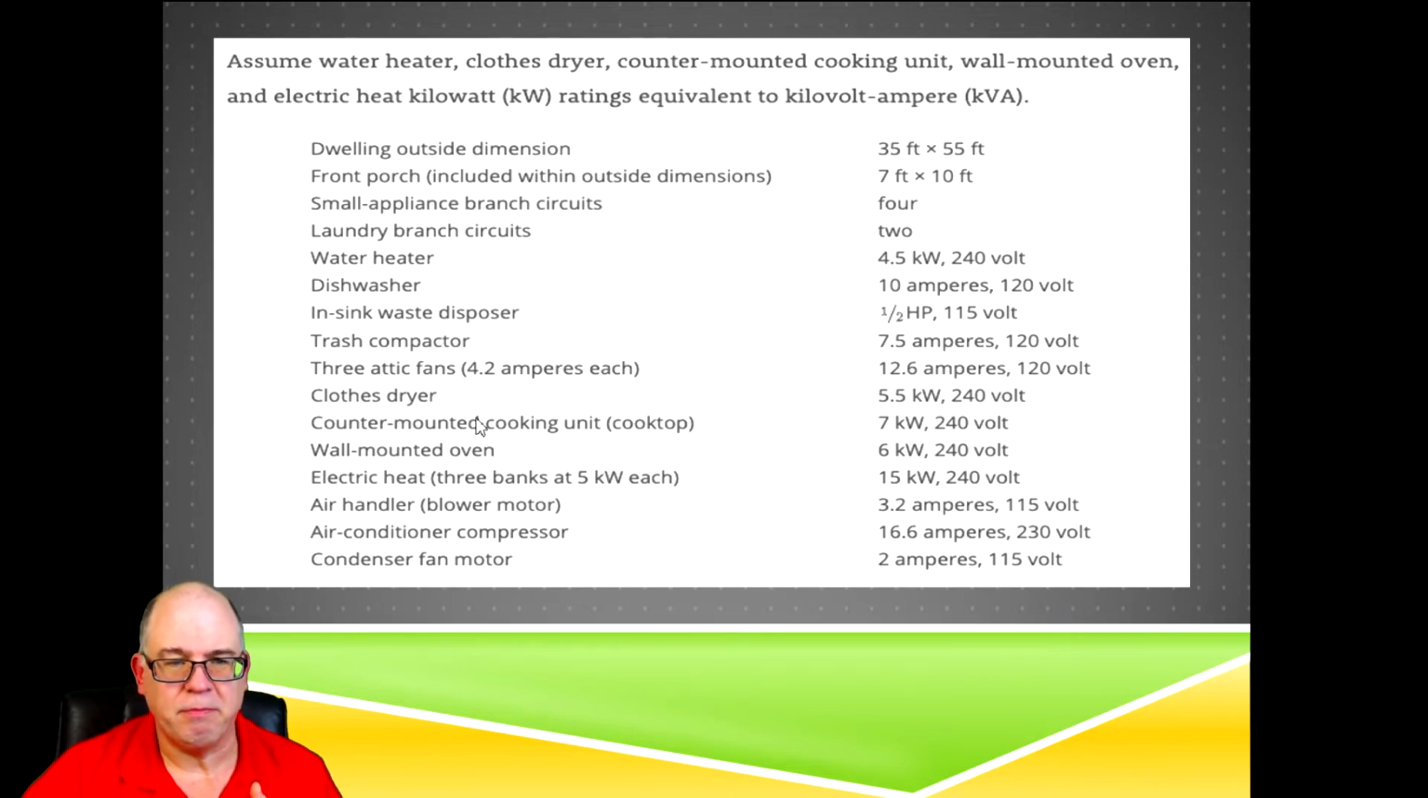Why waste the time? Clothes dryer, we have a nameplate of 5.5 kW. Again, kW, we know that it's 5,500 VA. That's what we're trying to ultimately get to, at 240 volts. We have a counter-mounted cooking unit, 7 kW, 7,000 VA, and that's at 240. We have a wall-mounted oven at 6,000 VA or 6 kW. We can again convert that to VA, and that's a 240 volt load.